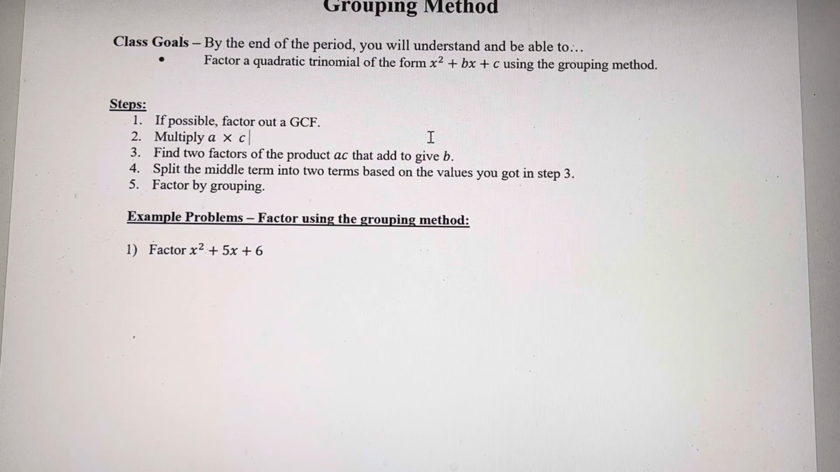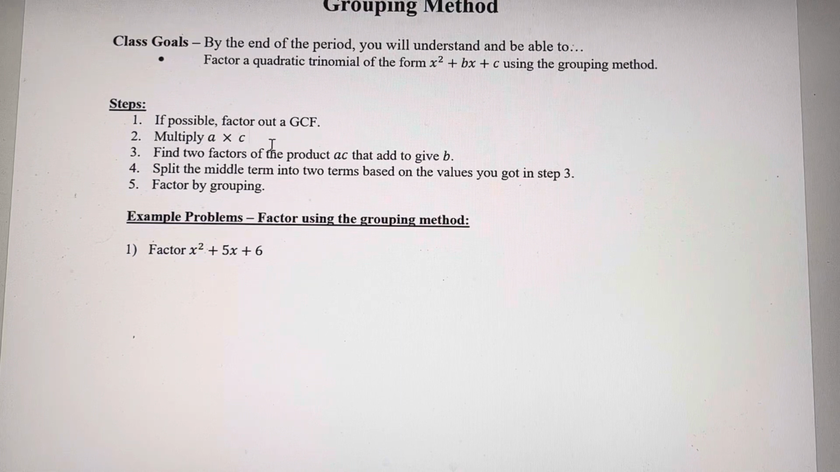As always, the first thing you want to do, if possible, is factor out a GCF. Any polynomial you look at that can be factored, you always want to look for a greatest common factor. Once that's done, then steps 2 through 5 here are really the process. We're going to multiply a times c. So remember, a is the coefficient of the x squared term, and c is the constant. We're going to multiply those two together.